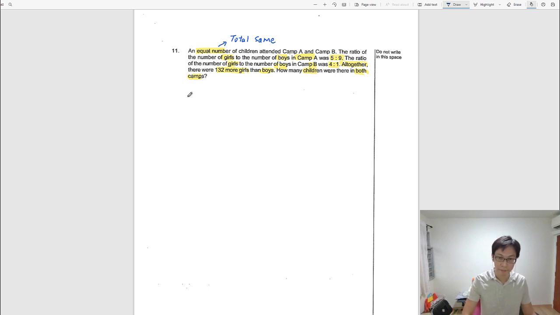Alright, so let's write down both the ratios in Camp A and Camp B. So in Camp A, girls to boys is 5:9. And in Camp B, the ratio for girls to boys is 4:1. Right, and since we know that we must make total the same, let's find the total for both of them. So 5 plus 9 give us 14, and 4 plus 1 give us 5.